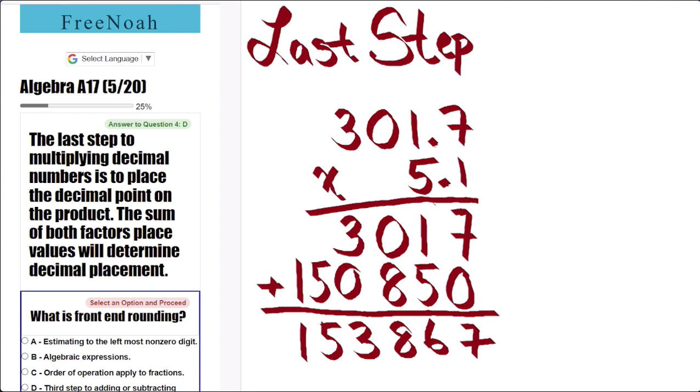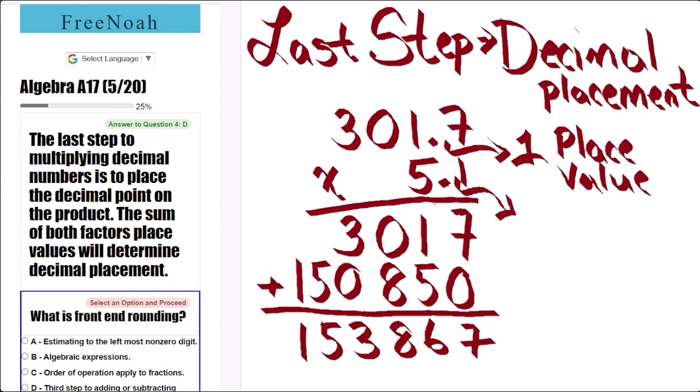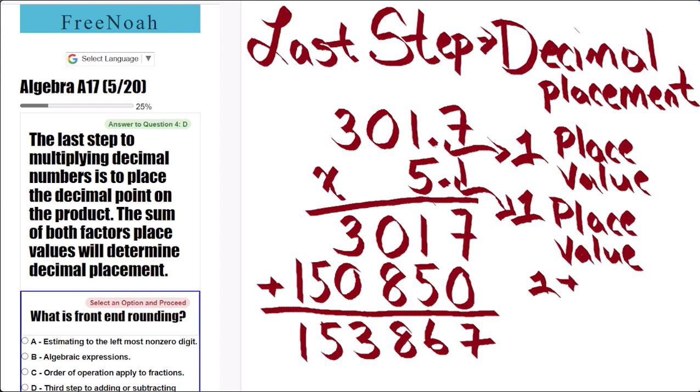So now, step 2 says we're going to count the decimal places. The first factor has 1 place value. The second factor has 1 place value. And we're only counting the decimal place values to the right of the decimal point. 1 plus 1 gives us 2. So now we know that we need to jump from right to left on our product 2 spaces.